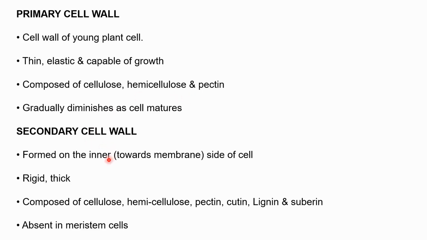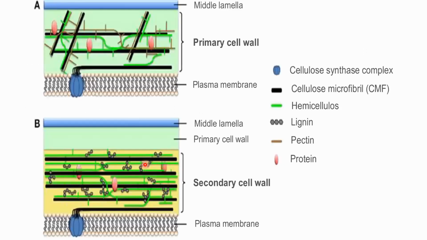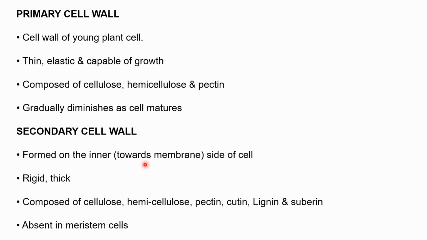The secondary cell wall is formed on the inner side, towards the membrane side of the cell, as we will see in the diagram later. It is rigid and thick as compared to the primary cell wall, which is thin and elastic. The main composition of the secondary cell wall is cellulose, hemicellulose, pectin, cutin, lignin, and suberin. The secondary cell wall is absent in meristem cells. There are different types of cells in plants, and in meristem cells, secondary cell walls are absent.